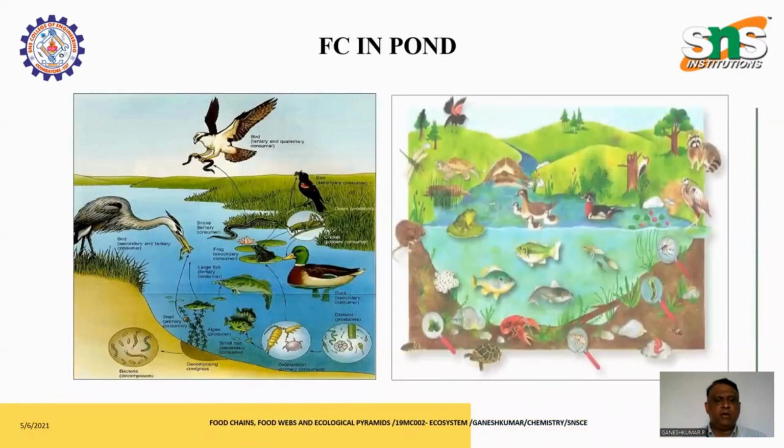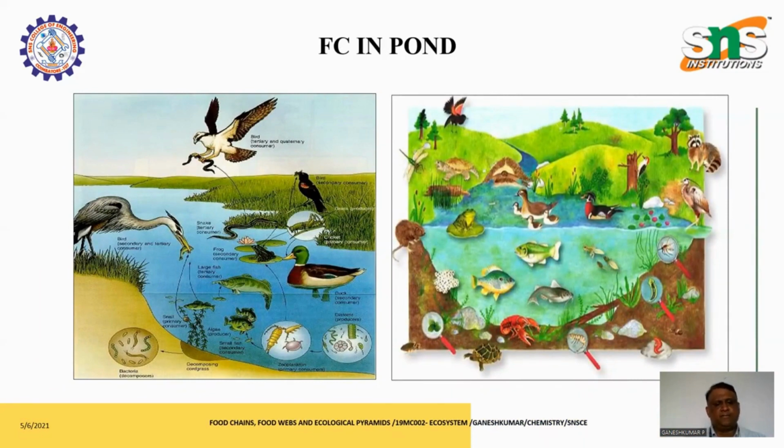The food chain in a pond. The algae and detritus materials are eaten by the fishes, and the fishes are eaten by the ducks and some other aquatic birds which take food from aquatic things, and the eagle which takes it. So the food continues from one organism to another organism in a linear chain.